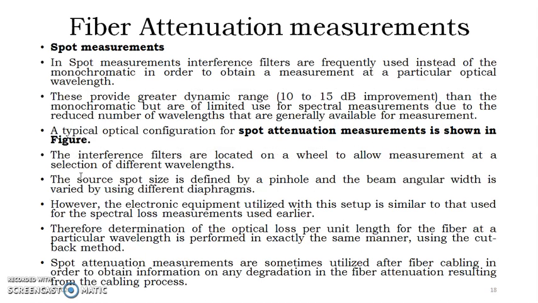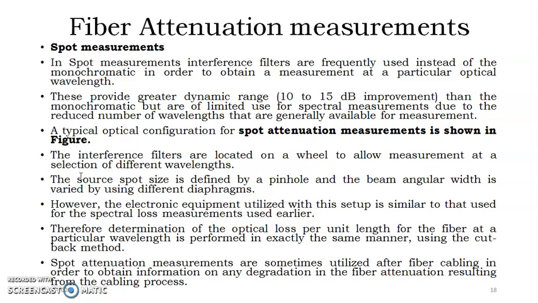Then the next is how to measure attenuation using the spot measurement technique. In this technique, interference filters are frequently used instead of the monochromator in order to obtain the measurement at a particular optical wavelength. It has a greater dynamic range than the monochromator, but is of limited use for spectral measurement due to the reduced number of wavelengths.